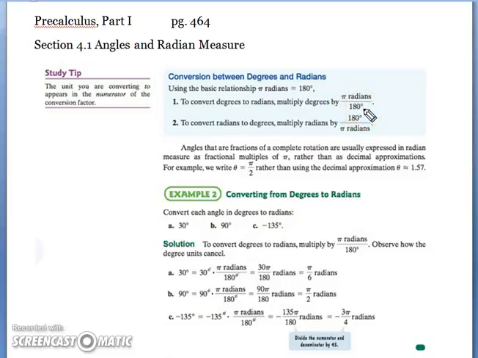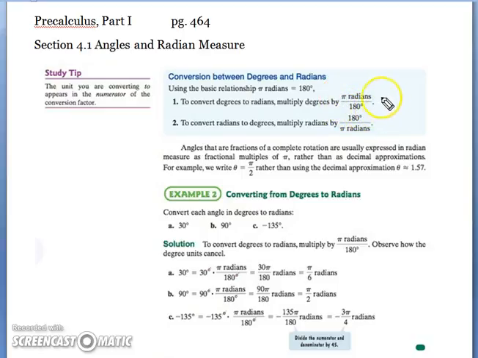Remember that 2 pi is the same as 360. So 2 pi over 360 is equal to 1. But you can reduce 2 pi over 360 to pi over 180. So we just use the simplified version. That's where it comes from.